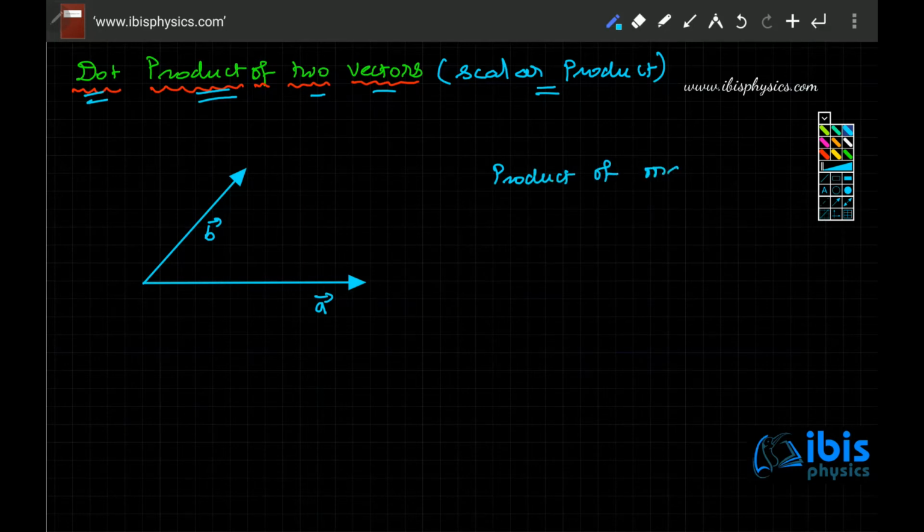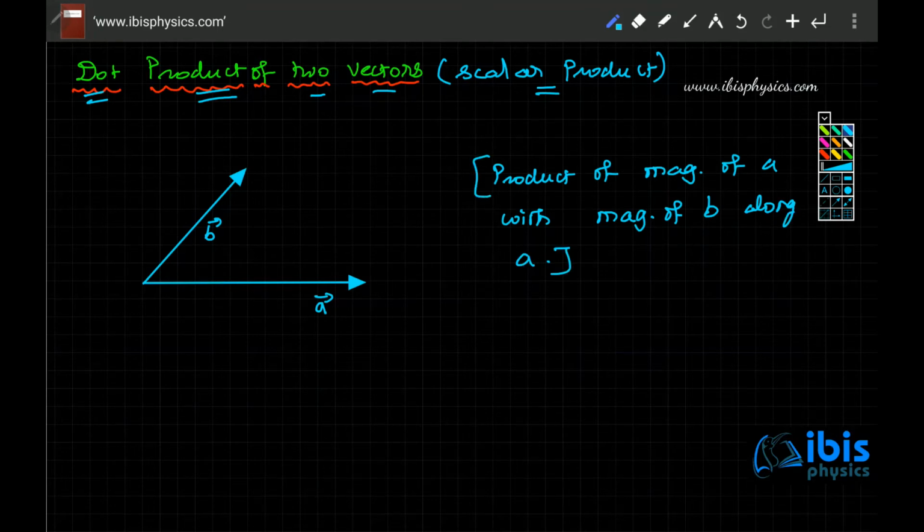product of magnitude of A with magnitude of B along A. That's the definition of dot product. When you say A vector dot B vector, it is the magnitude of A vector multiplied by the magnitude of B vector along A vector. Magnitude of B vector along A vector.